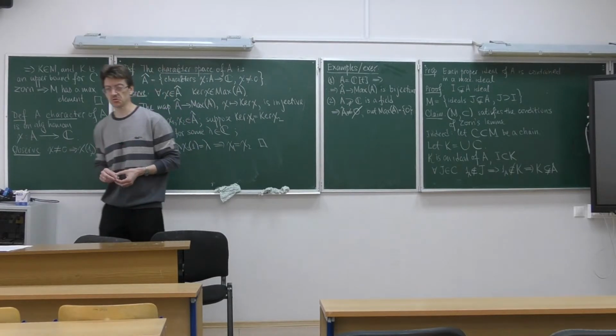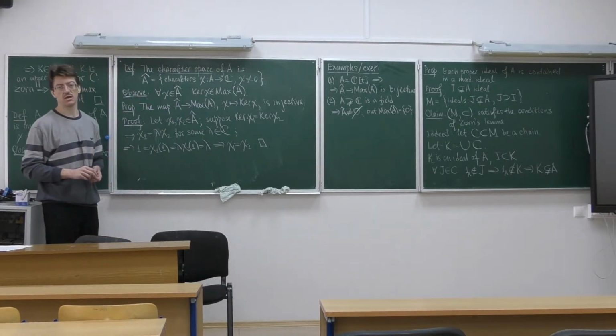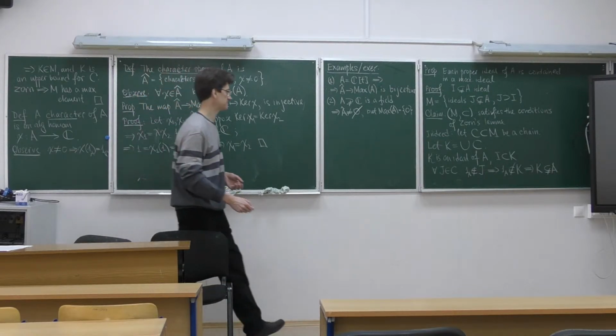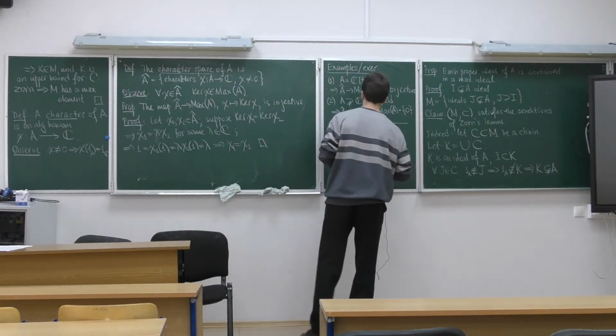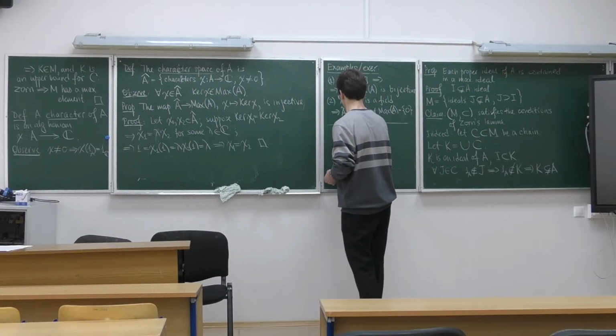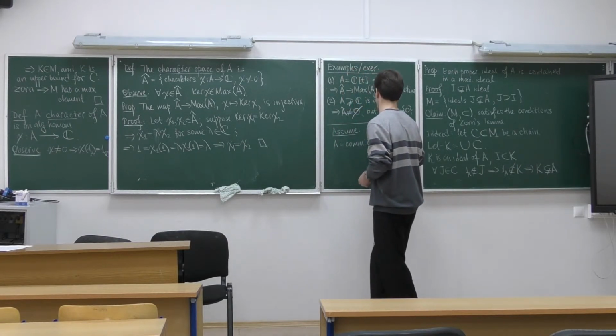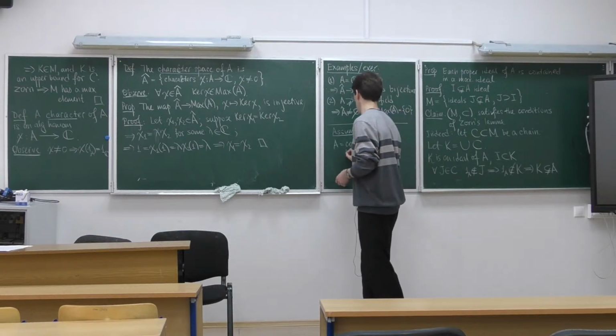Our next goal will be to show that this map is a bijection provided that A is a commutative unital Banach algebra. So from now on, we assume that A is a commutative unital Banach algebra.